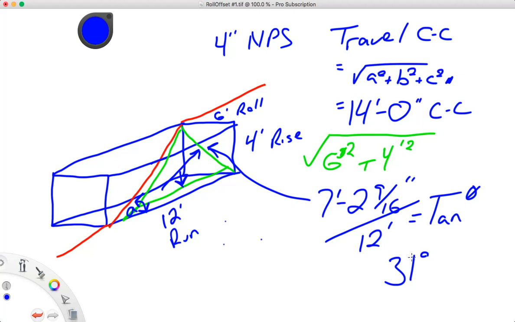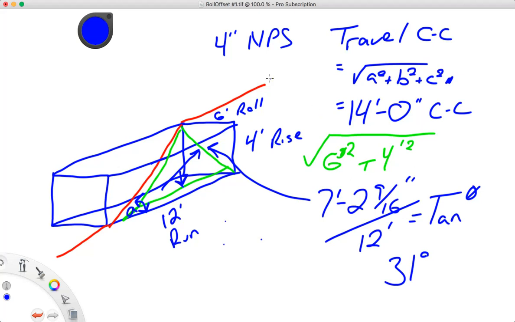Okay, now I figure arc lengths. I show you arc lengths and takeoffs in another video, so I'm not going to go that far into it, in an effort to save time and file size on this video. So we're just going to go into the end-to-end measurement next. Okay, so now we've got to do our takeoffs for this 31 degree fitting.